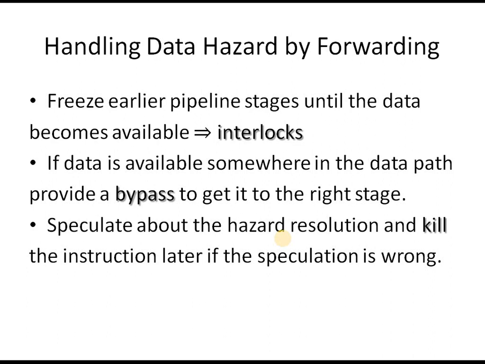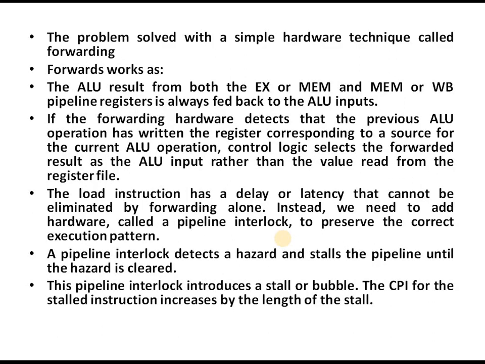Handling data hazards by forwarding. One option is to freeze the earlier pipeline stages until the data becomes available. This is called interlocks. If data is available somewhere in the data path, provide a bypass to get it to the right stage. Or speculate about the hazard solution and kill the instructions later if the speculation is wrong. The problem is solved with a simple hardware technique called forwarding.